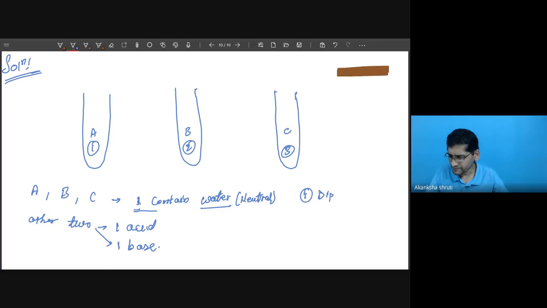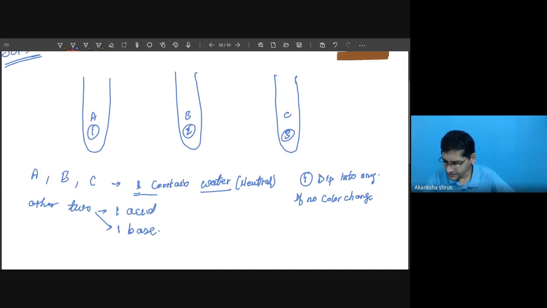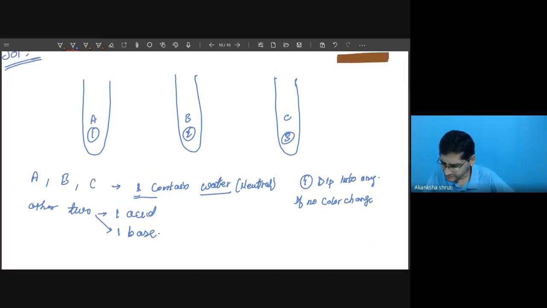Dip into any, in any one of them, and observe. So the observation that we have to take: if no color change, this indicates the solution in which you have dipped. Let me consider the first. I have dipped in A itself, so let me take A. I have considered no color change.